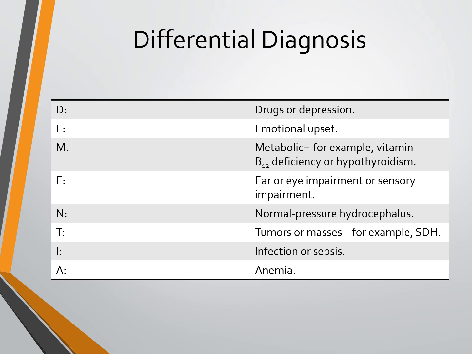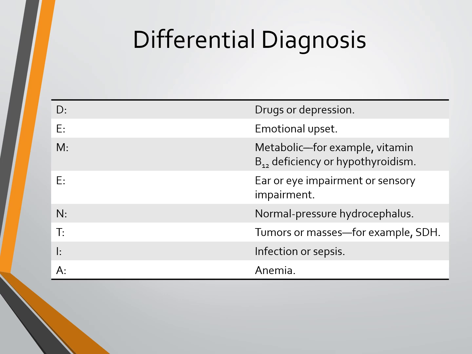There is an acronym that you can utilize when thinking about the differentials with a patient who may present with dementia. And the acronym comes from the word dementia. The D stands for drugs or depression. The E, is it an emotional upset? The M is metabolic. Is there a thyroid disorder? Is there a vitamin B12 disorder?